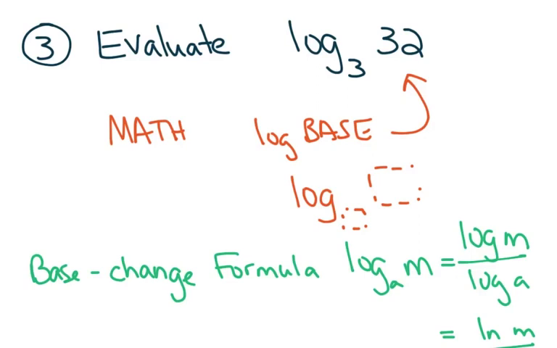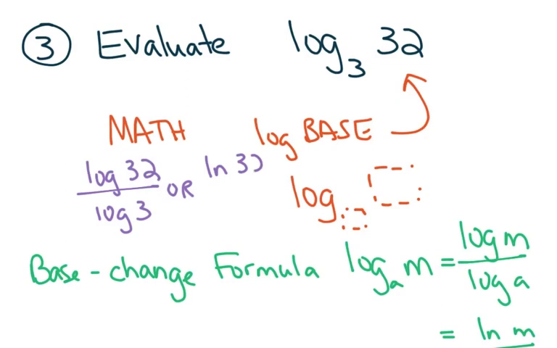So for this problem here, I could do the log of 32 over the log of 3, or I can do the natural log of 32 divided by the natural log of 3. And I should get the same answer that I get if I have log base on my calculator. Either way, I should get 3.1546.